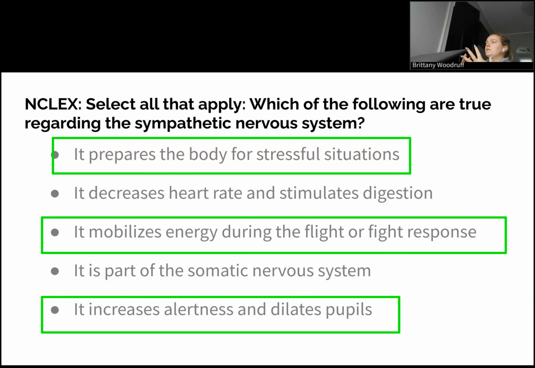It is not part of your somatic nervous system. Your somatic nervous system has to do with skeletal muscle, right? It is also going to increase alertness and dilate the pupils. Okay. So we're deciding whether or not we want to fight that bear or run from that bear.